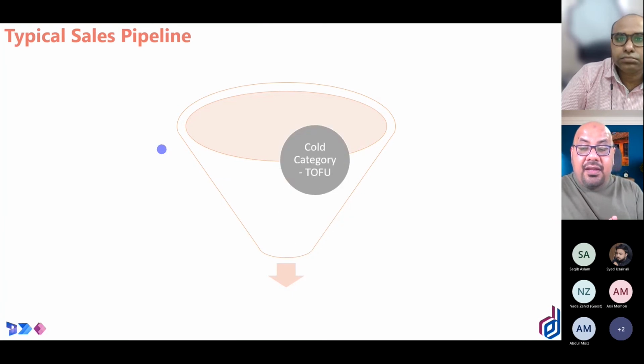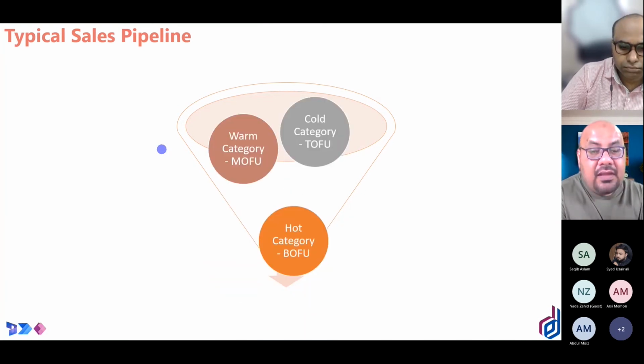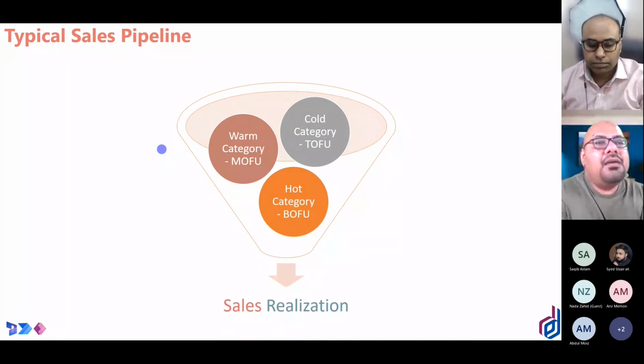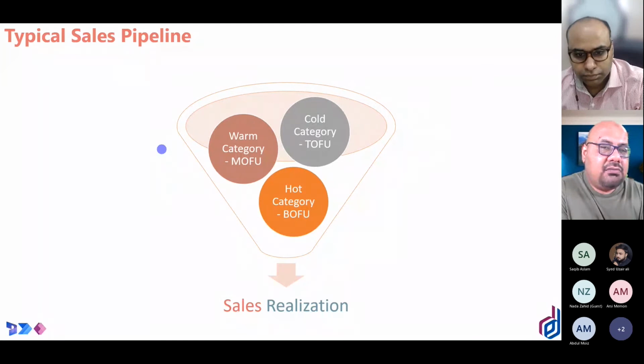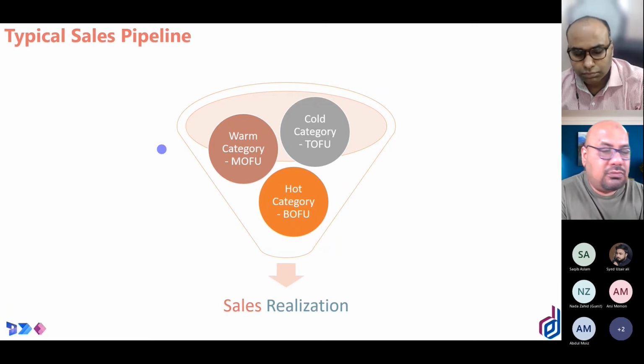We have a cold category, which is the 60% portion. We have the warm category, where there could be a chance, but they are not thinking about it. There could be a chance that they can get it. And there is a hot category, which means they are still in the buying stage. So TOFU, top of funnel, MOFU, middle of funnel, BOFU, bottom of the funnel.